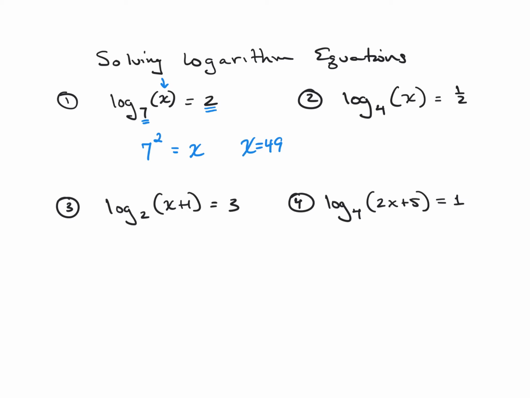Now we just have to be careful when solving, because we have to make sure that our answer follows the stipulation that the value of x must be greater than 0. So as long as it's positive, we're good. So bam, check, we're good to go. 49 works. All right, on to the next one.